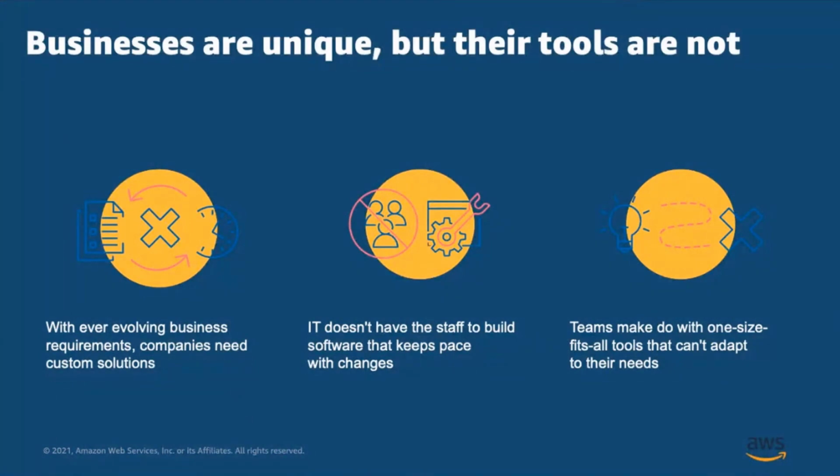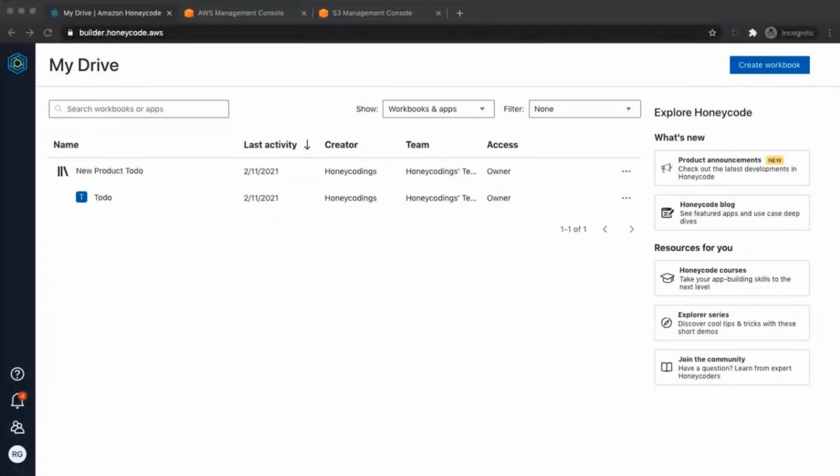Thanks for that introduction to the problems, AJ. To make it concrete on how to solve some of these problems, how about we walk through a quick demo of what Honeycode is capable of? This is the Honeycode home drive. It shows all of your workbooks and apps. Workbooks are like containers for your tables, automations, and apps. We'll talk a bit about all of them in a minute here.